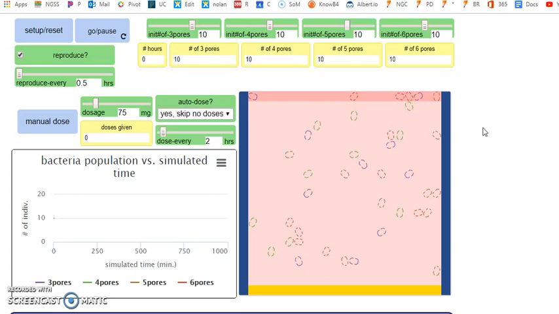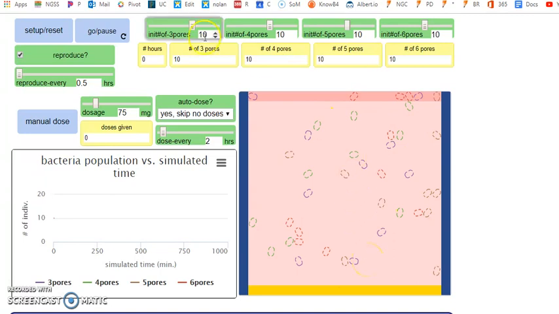Looking at this lab, I'll skip all of the background explanation, but you might remember that you can control how many bacteria we start with. You can control whether they reproduce and how often. You can control the dosage of antibiotics and how frequently, and everything. It graphs it, and it also shows you over here what that population looks like.